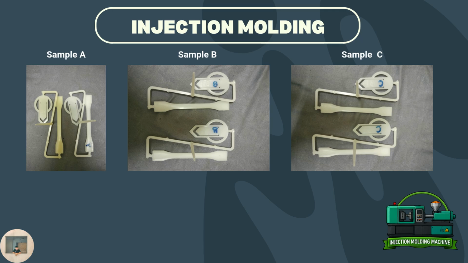Alright, next is for injection molding. Looking at our slide, there is clear improvement from sample A to sample E. Sample A at 10 rpm and 190 Celsius has a rough surface and did not fill the mold completely. However, sample E at 25 rpm and 200 Celsius filled the mold perfectly with an excellent surface finish.